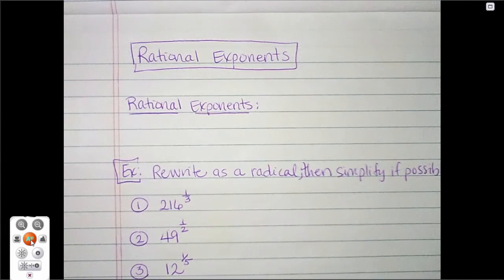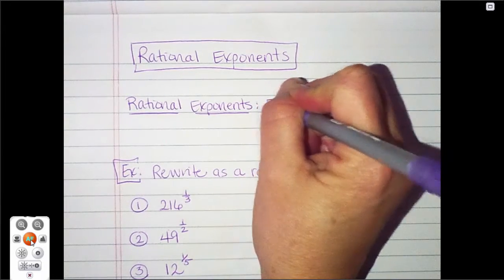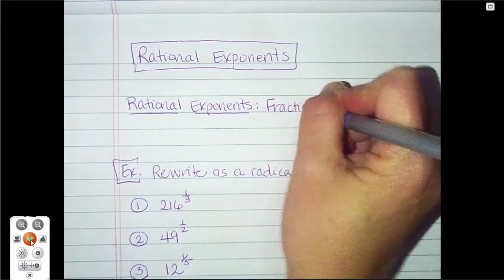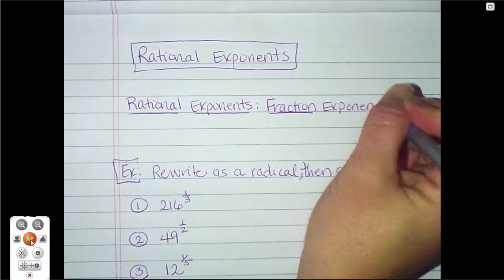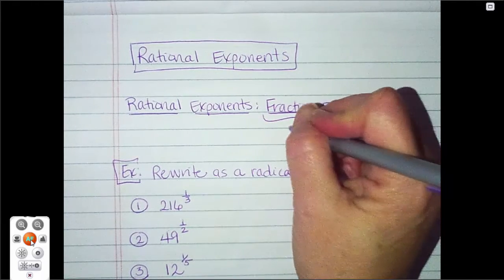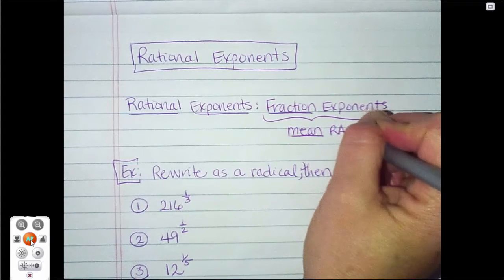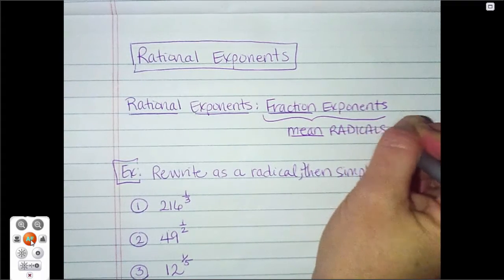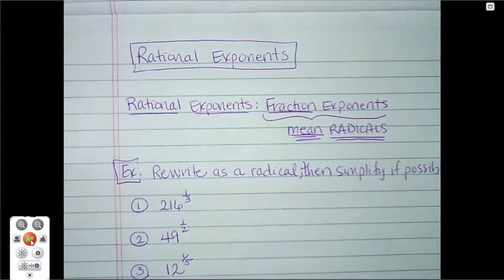Today we'll learn about rational exponents. First, you need to understand that rational exponents are the same as fraction exponents. Fractions are rational numbers. So what you need to learn today is that a fraction exponent means a radical. We really will learn two new rules today.